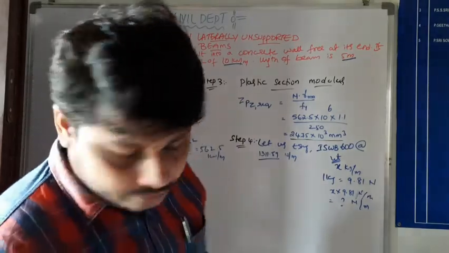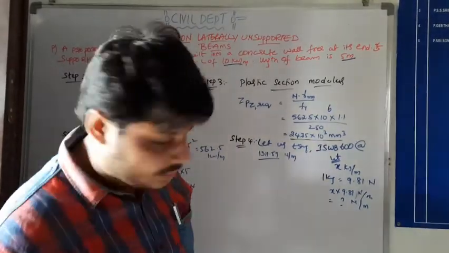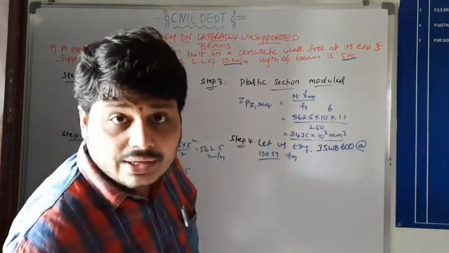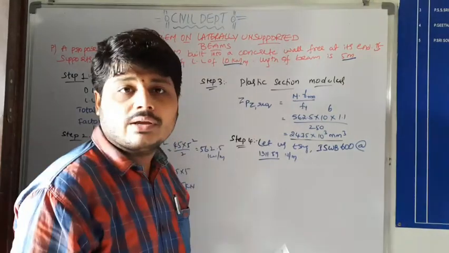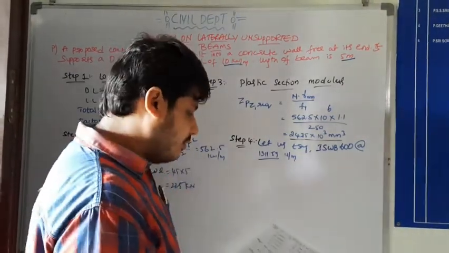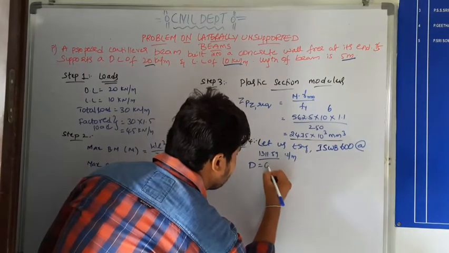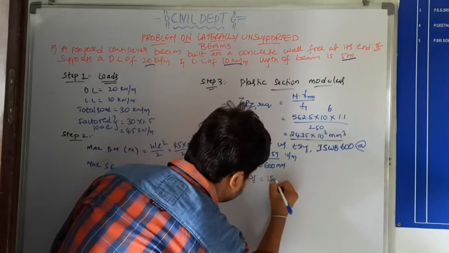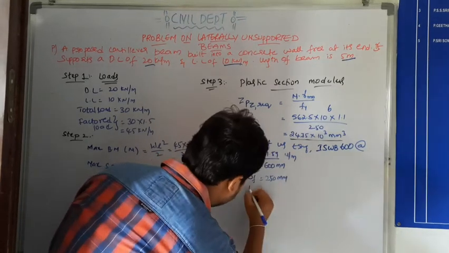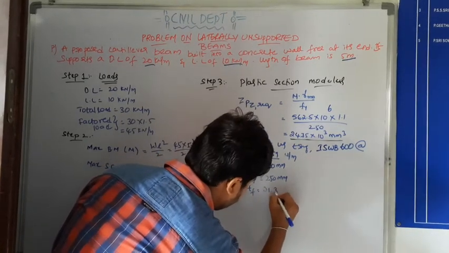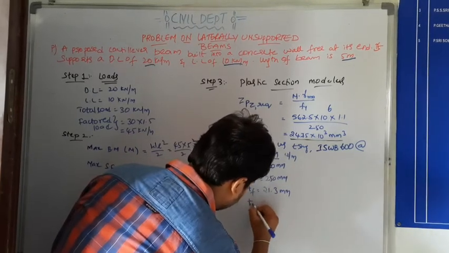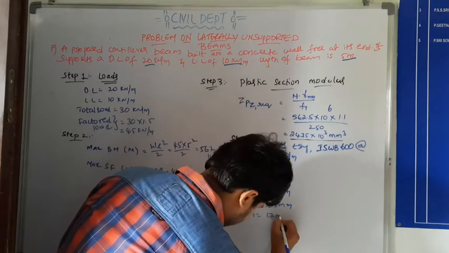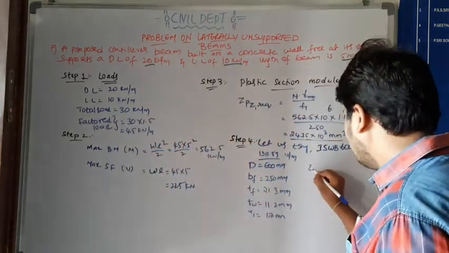So now we will write the properties. What are the properties we have to take for ISWB? Write the properties of ISWB. D is 600 mm, BF, width of flange, 250 mm, TF 21.3 mm, thickness of web 11.2 mm, radius 17 mm, like that.